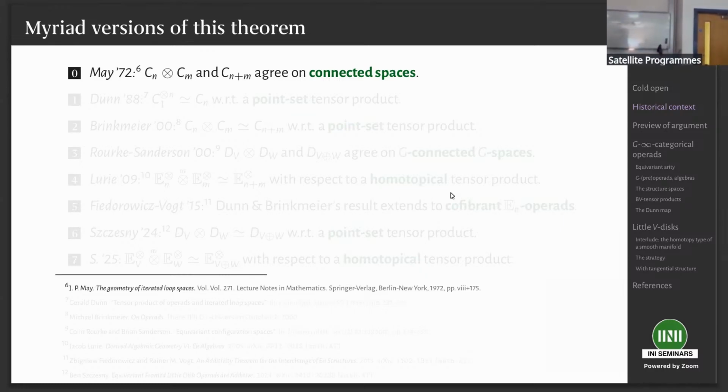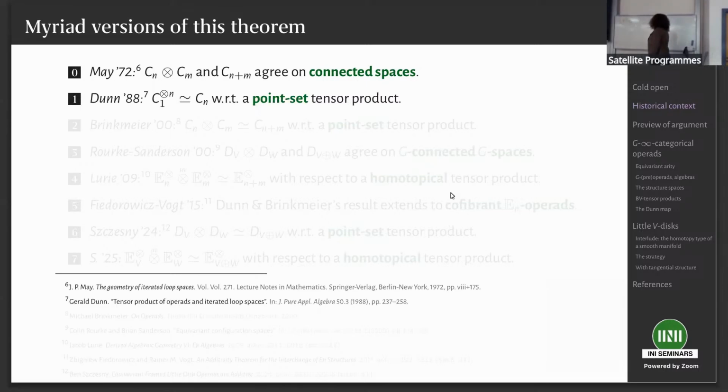So the obvious question, I say obvious a lot, the desirable thing to want to prove from this is that you can do it not just on connected spaces, but anywhere. And indeed, for the point-set interpretation of everything involved, this is a theorem due to Dunn from the 80s. He proves that if you take a tensor power of the little 1 cubes operad, you get something weakly equivalent to the little n cubes operad. There's an annoying thing about this, which is that the tensor product you put in here in the point-set setting is not homotopical on the input. It's not really known to be homotopical on the input, even for cofibrant things.